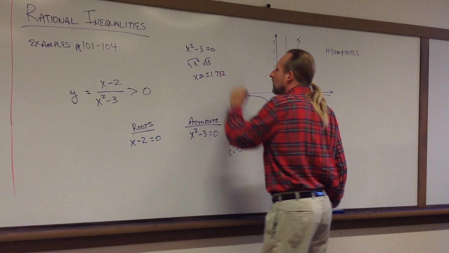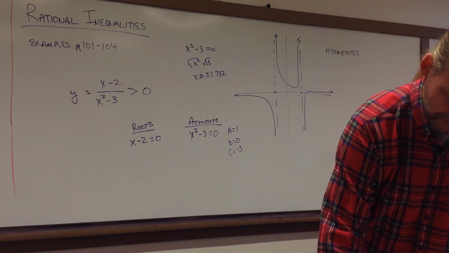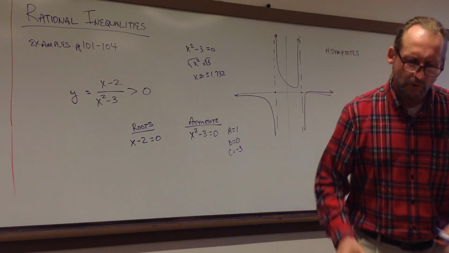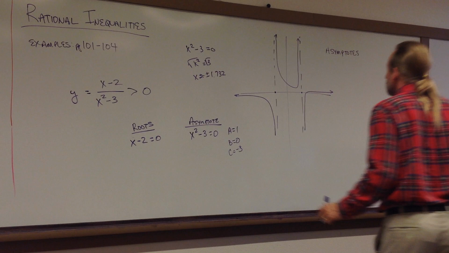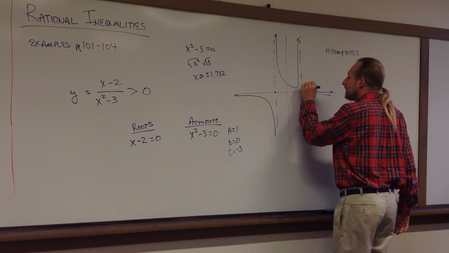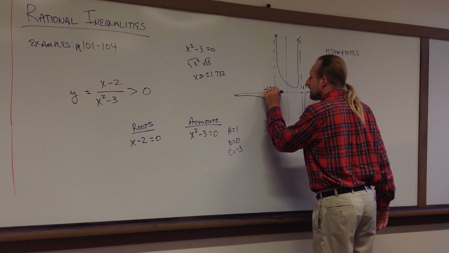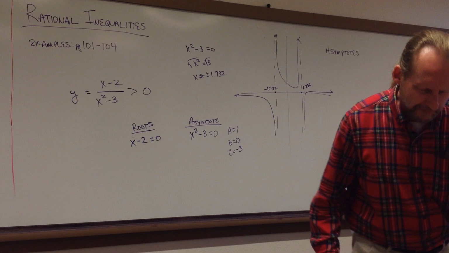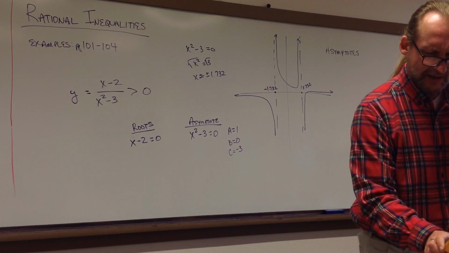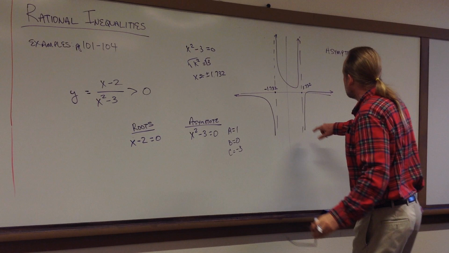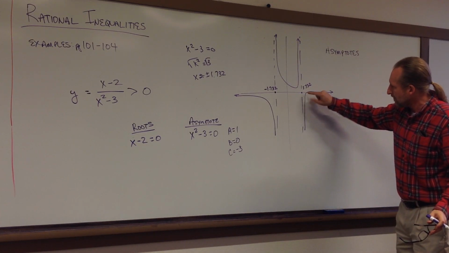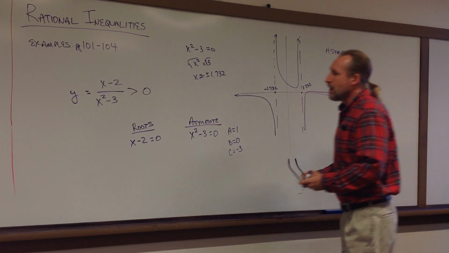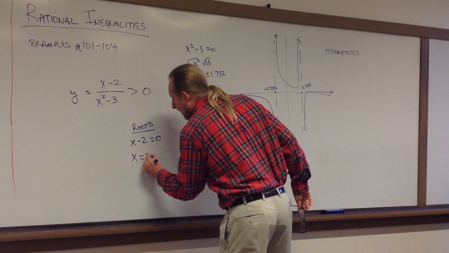I think it's 1.732. Let me double check that. Square root 3 plus or minus 1.732. So that's where those asymptotes are. This is positive 1.732. This is negative 1.732. And then the root itself is actually pretty hard to see on the calculator. It's not really clear. On the calculator, when I held it up to the camera, you could see this line is just kind of sliding right along here. But this root is at x equals 2.